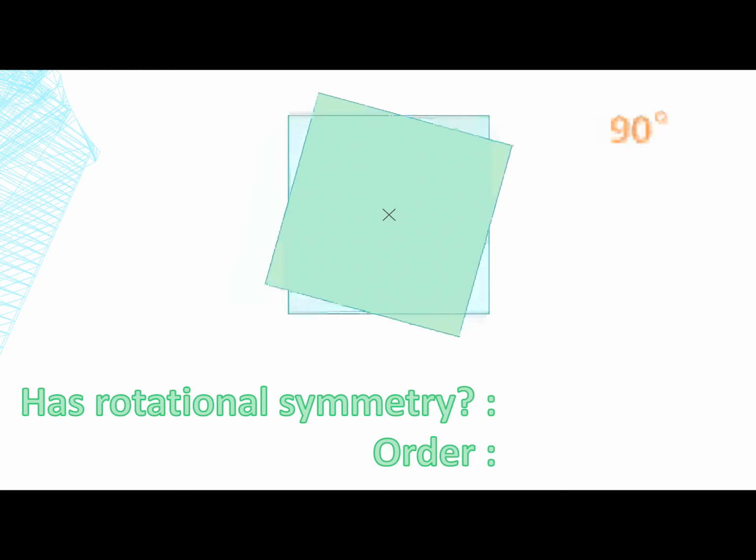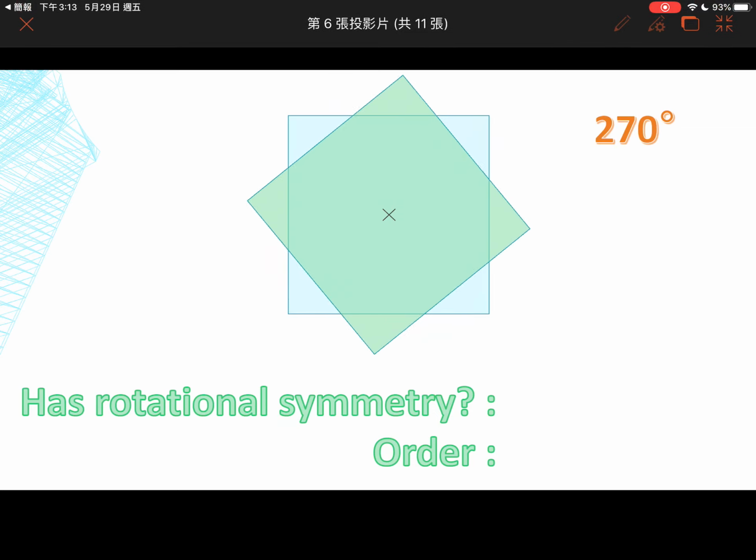rotational symmetry. For a square, 1 time, 2 times, 3 times, and 4 times after one complete cycle. So we say that it has rotational symmetry and the order is 4.